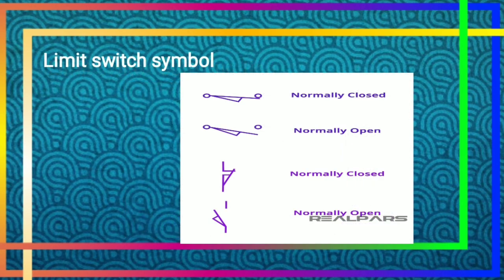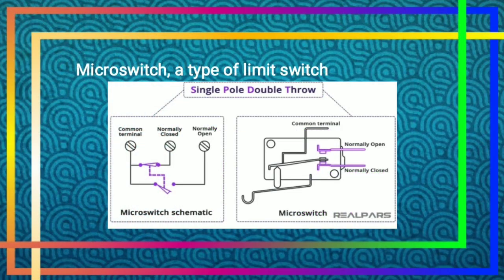As you can see, the symbols show you normally closed and normally open. Depending on the origin of the electrical schematic, you may see limit switches drawn in different ways. The International Electrotechnical Commission, or IEC, and the National Electrical Manufacturers Association, or NEMA, have slightly different symbols.